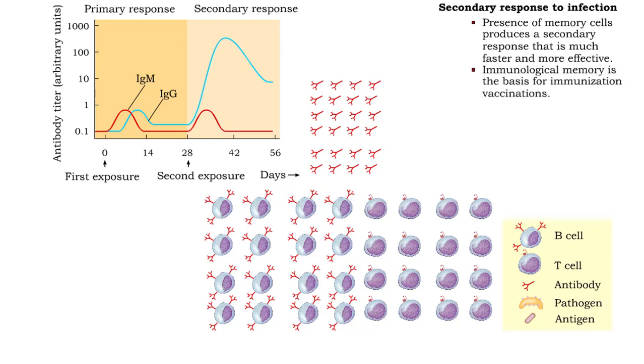Immunological memory is the basis for immunization vaccinations, in which a small, measured exposure to specific antigens enables a secondary response against future exposures to the same antigen.